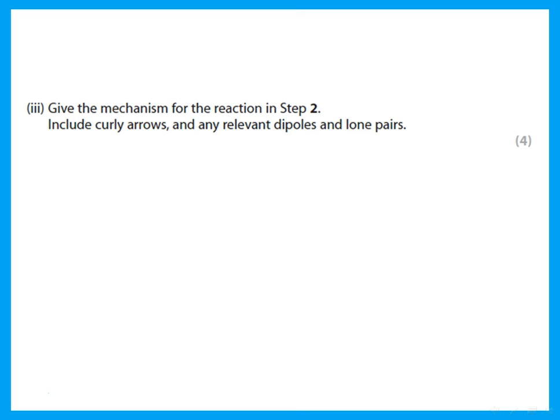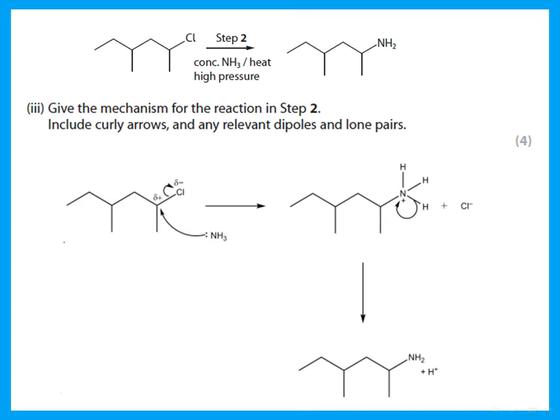Give the mechanism for the reaction in step 2. Where is step 2? That is step 2. Give the mechanism for this reaction. Now, what is happening here? This is a substitution reaction, nucleophilic substitution, where we are removing the Cl and putting an NH2 instead of it. What is the mechanism for this kind of reaction?